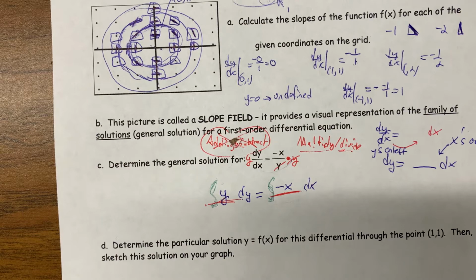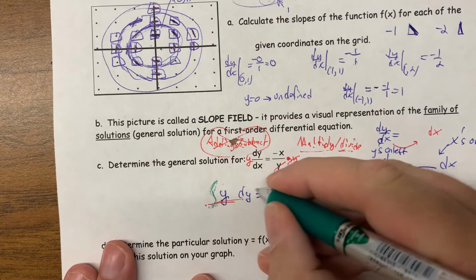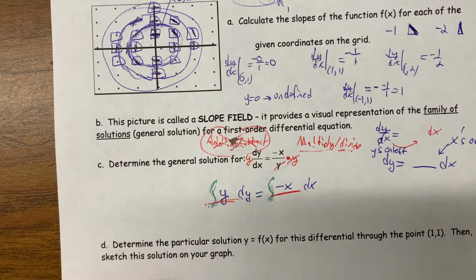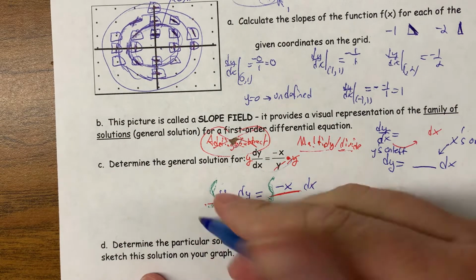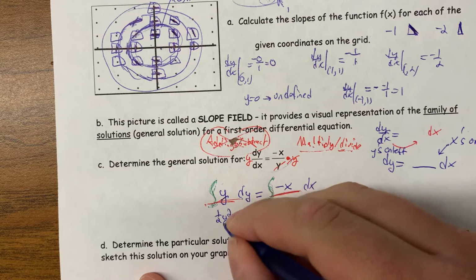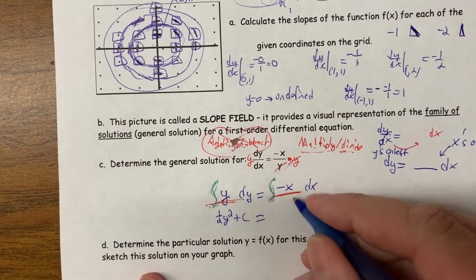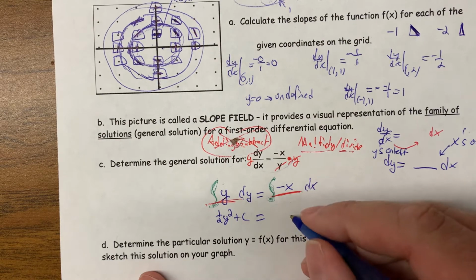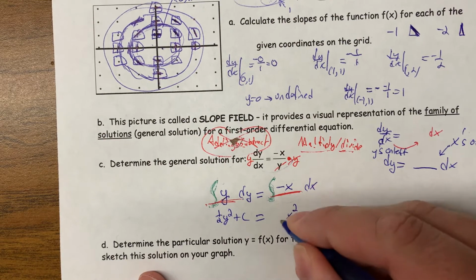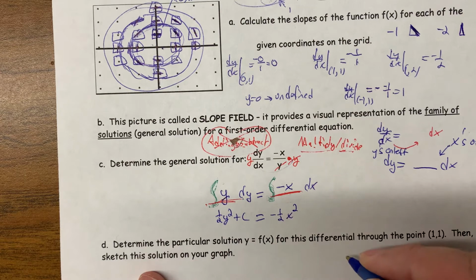I think I do. The integral of y dy is going to be 1/2 y squared. We're going to raise the power by 1, and it's going to have a plus c equals, over here, what do we get here? Well, we raise the power by 1, and we divide by 2, so negative 1/2 x squared plus c.